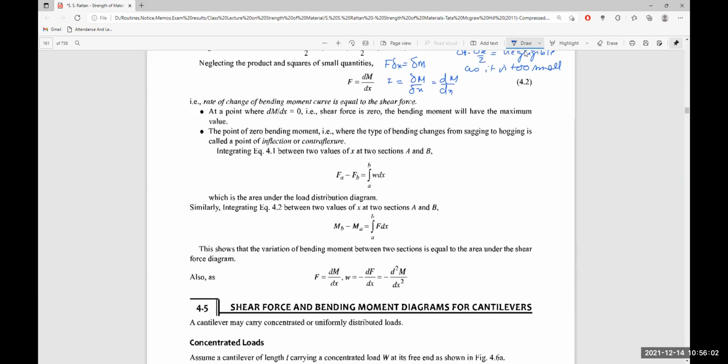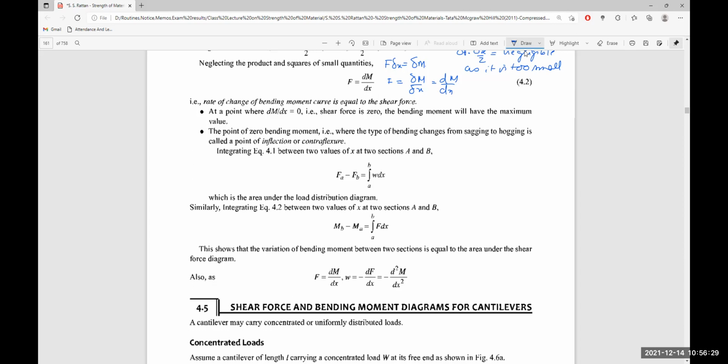If we integrate 4.2, that is dm by dx equals f, then mb minus ma is the integration from A to B of f into dx. The variation of bending moment between two sections is equal to the area under the shear force diagram. Means area is f multiplied by the distance traveled. Means f is the vertical side and dx is the horizontal side. F into dx is the area under the shear force curve.